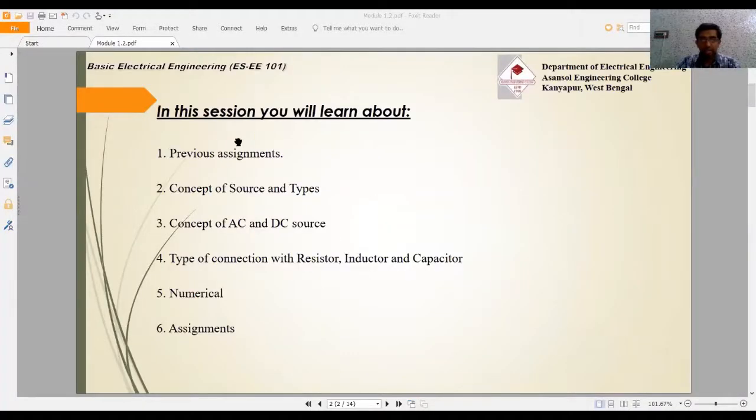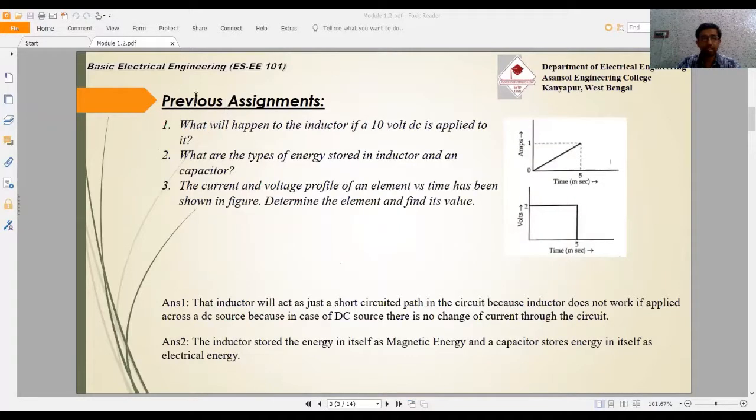Now, in this session, you will learn about the concept of sources and types, the concept of AC and DC source, types of connection with resistor, inductor and capacitor, and at the last we will solve some numericals, and at the end of this session I will give some assignments. So first, before starting the source and its type topic, let us see the previous assignments I had given.